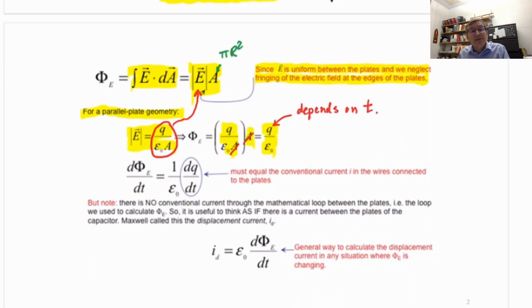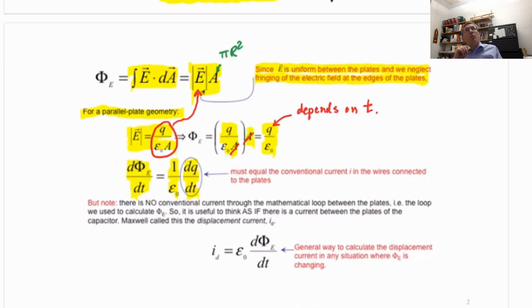And since it does, let's ask, what is the rate of change of the electric flux? d phi sub e dt. Well, here's what phi sub e equals, Q over epsilon 0. So just take the time derivative, epsilon 0 is a constant. You get 1 over epsilon 0 times dq dt, the rate at which the charge on the plates is changing.